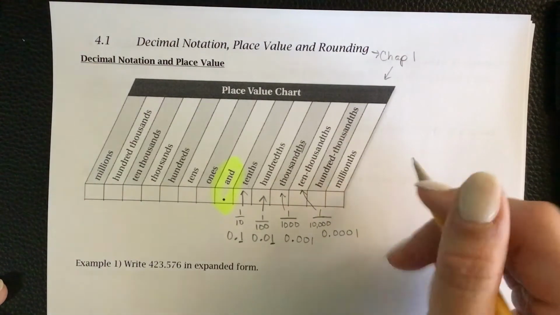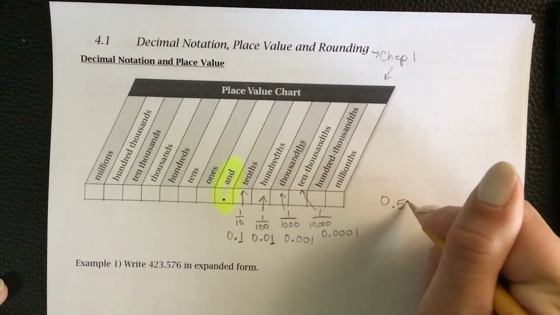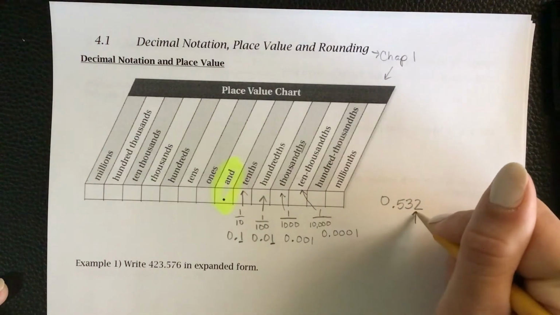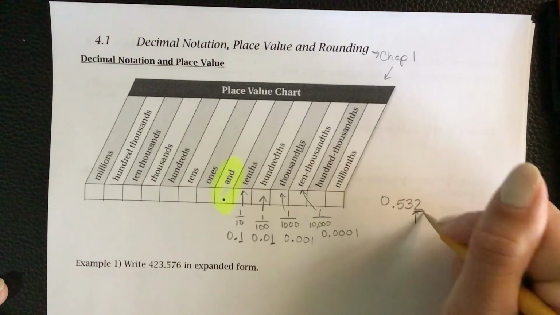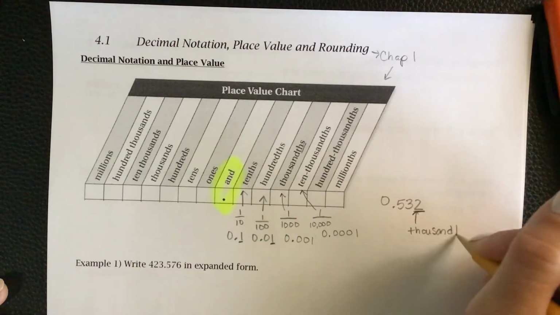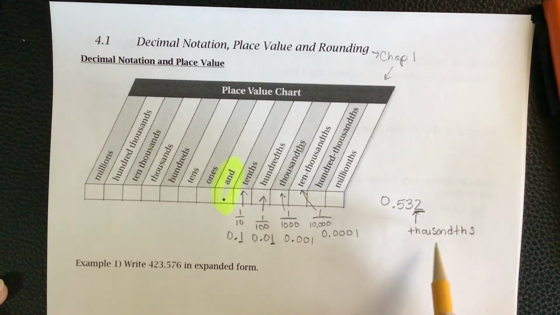We just want to understand that if I said we had a number like 0 and 532 thousandths, that's what this would represent. We always talk about whatever number's in the last place, and this is in the thousandths place. So we would read this as 0 and 532 thousandths.